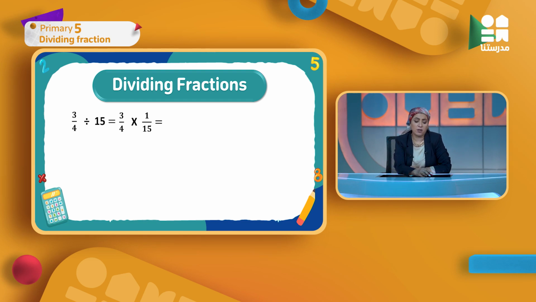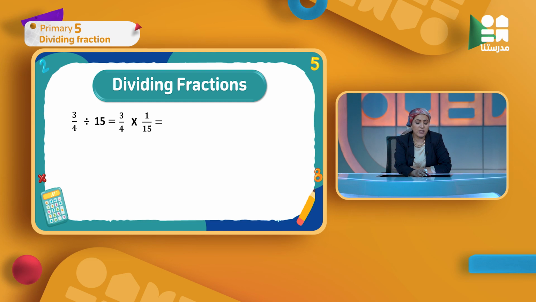So here is 15 over 1. And of course, I switch it or invert it or flip it to 1 over 15. Now I start to check whether there is something to simplify here or no.